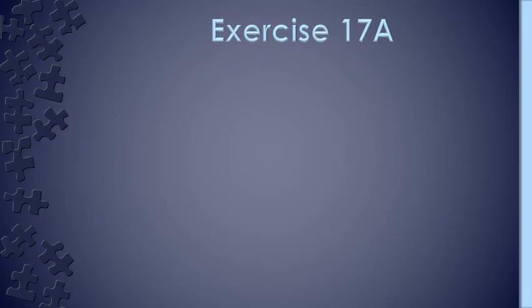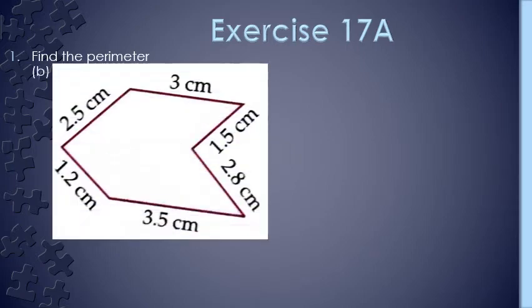Now children, after learning how to find out the perimeter of a square and a rectangle, let's come to exercise 17A based on our learned fact. So, the first question of this exercise is, find the perimeter, and here the figure is given. This is the B part of question number 1 of exercise 17A, and here the figure is given to you and you have to find out the perimeter of this figure.